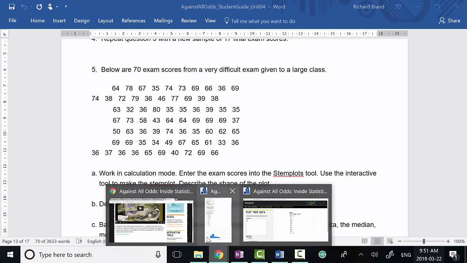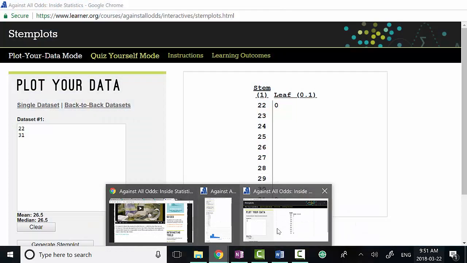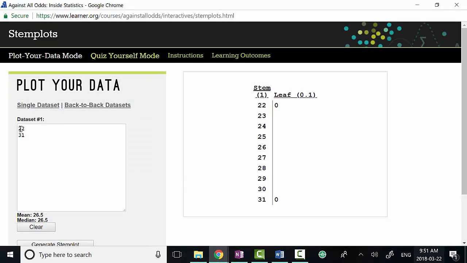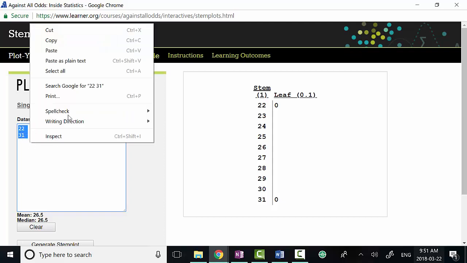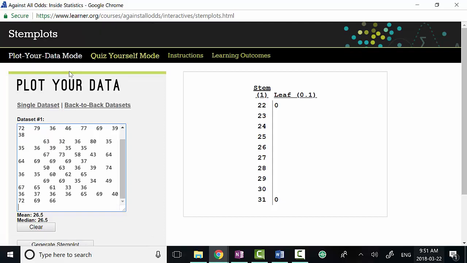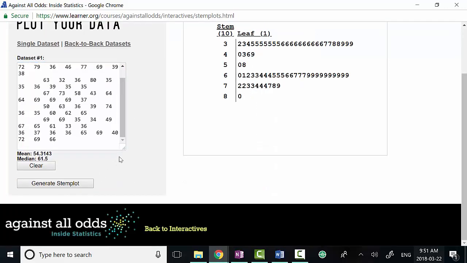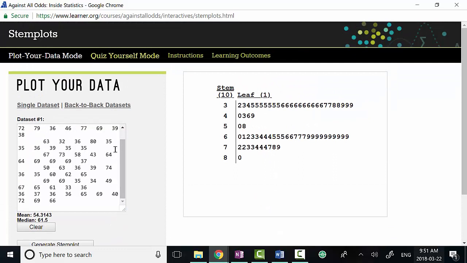So here we go. Stem plot tool is here. I'm going to put the data in here. There it is. And it can look messy like that. It doesn't matter the way it was in the Word document. There's a bunch of spaces in between, and it's just been pulled into the stem plot tool. So what I'm going to do at this point is generate a stem plot. There it is. Well, there's my stem plot.